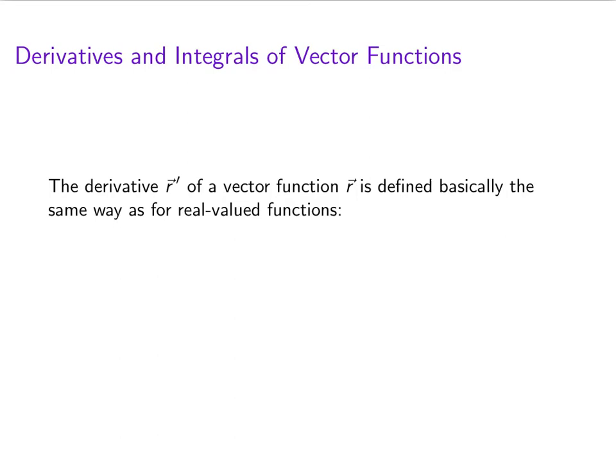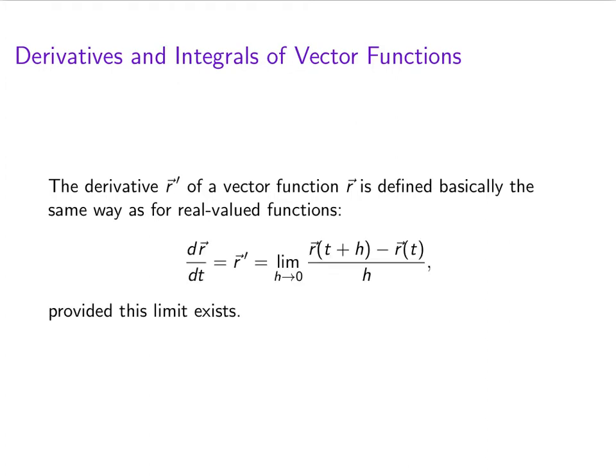Hello, calculus fans. So we're going to define the derivative of a vector function, and it's defined basically the same way as it is for real valued functions. We're going to say that dr/dt, or we can write r prime, is just the limit as h goes to 0 of r(t + h) minus r(t), all over h, provided this limit exists. Let's show what the geometric significance of this derivative is in the next picture.